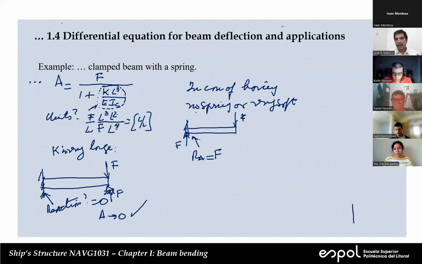Always, we are trying to check our results. See, what happens if I take this to the limit? And if the answer makes some sense, yes, it's a way to check our results.